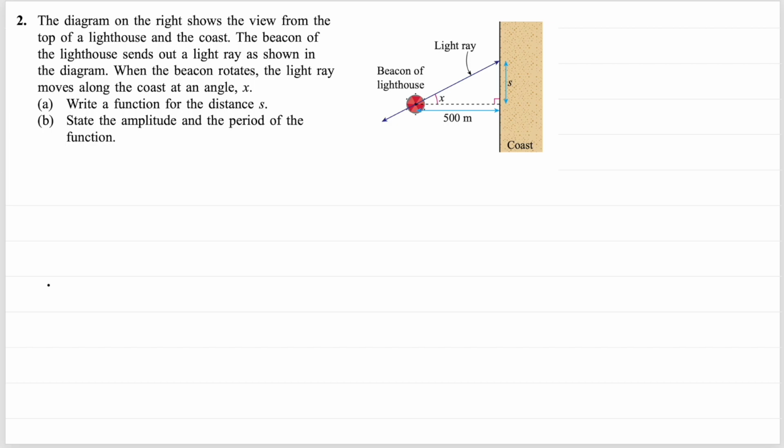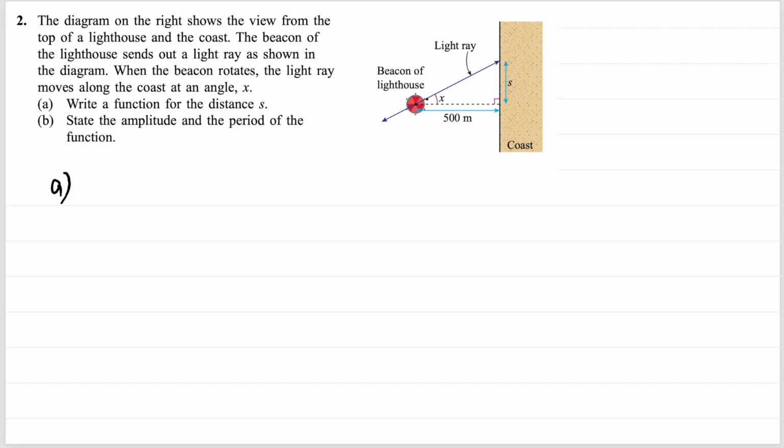Okay, you have a view from the top of the lighthouse at the coast. The beacon of the lighthouse sends out the light ray as shown in the diagram. When the beacon rotates, the light ray moves along the coast at the angle x. Write a function. So kalau macam ni tak bagi graph, tapi dia akan membentuk satu right angle triangle. Okay, so you terus ingat kalau ada right angle triangle ada 3 function, sine, cosine, tangent.